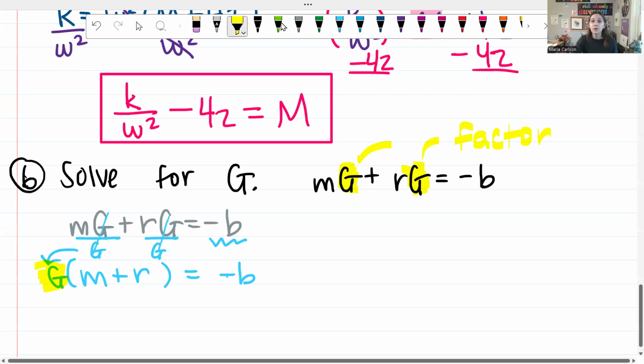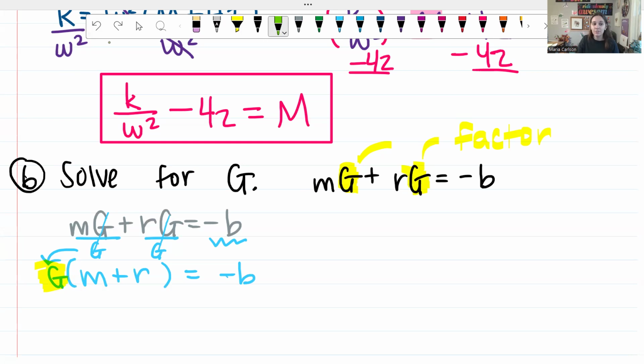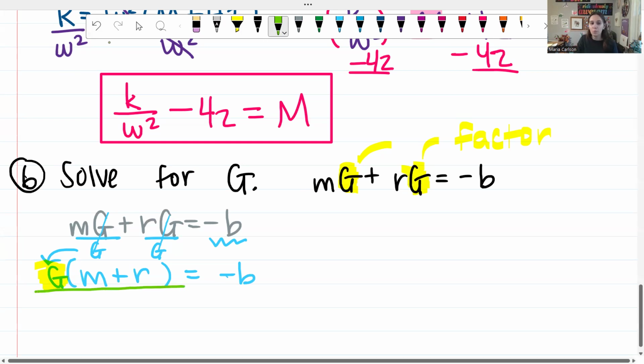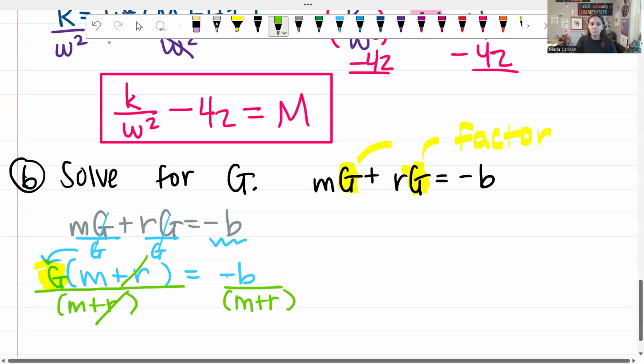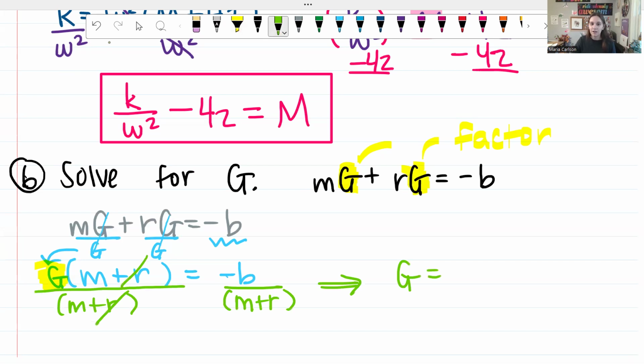So what do I do from here? Well, this is G times M plus R. So let's now divide by the entire piece we don't want, M plus R. So I'm going to divide both sides by M plus R. We can do this. It's just a number. So it will cancel on the left-hand side, and we will be left with capital G is equal to negative B divided by M plus R. You don't really need parentheses if it's the only thing in the denominator.